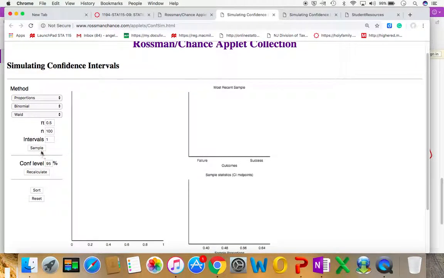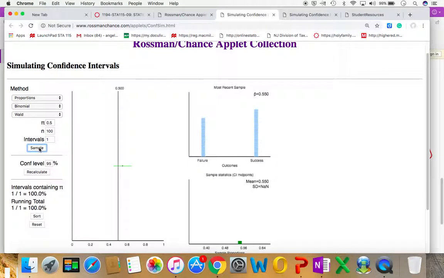So here's how this thing works. If I click on sample once, in my most recent sample, it gives me a tally. Now, it's difficult to see because we're so zoomed out here, but if I were to count each one of these little blue lines over here in this failure column, I would count out 45 of them. And then over here in success, I would count out 55 of those. I had a sample proportion of 55%, which we know is a little bit higher than what the true population parameter is.